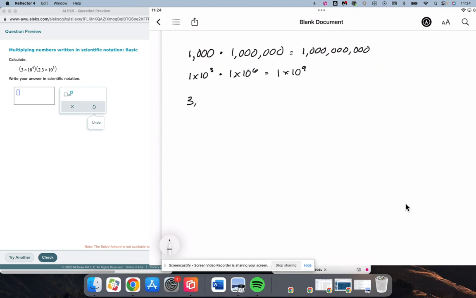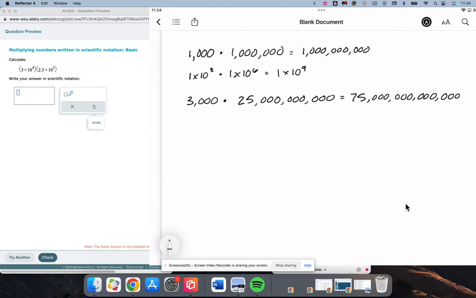Let's say I have 3,000 times 25 billion. What we would end up doing is saying 3 times 25 is 75. And then we would count our total number of zeros, and that's how many zeros we would have. In this case, that would be 12. And we would end up with 75 trillion.